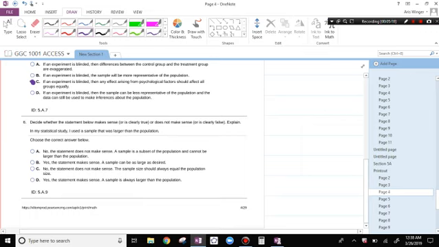Decide whether the statement below makes sense or is clearly true, or does not make sense or is clearly false. Explain. In my statistical study, I used a sample that was larger than the population. So the sample can't ever be larger than the population because you take the sample from the population. No, the statement does not make sense. A sample is a subset of the population and cannot be larger than the actual population.